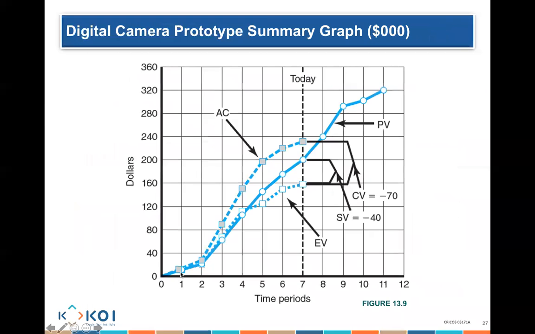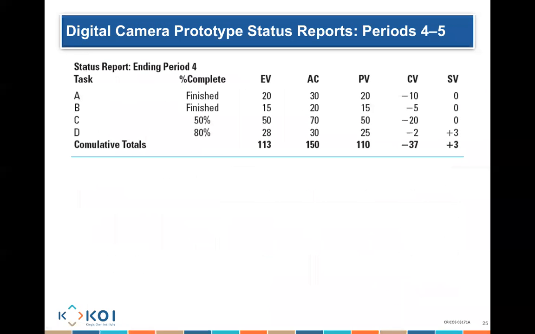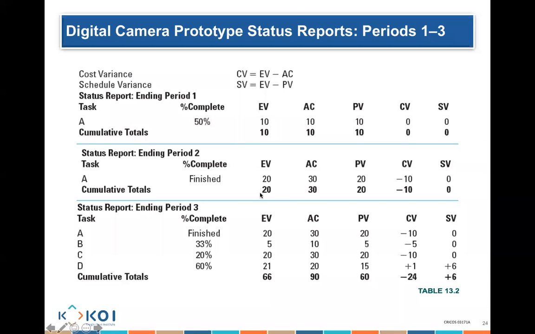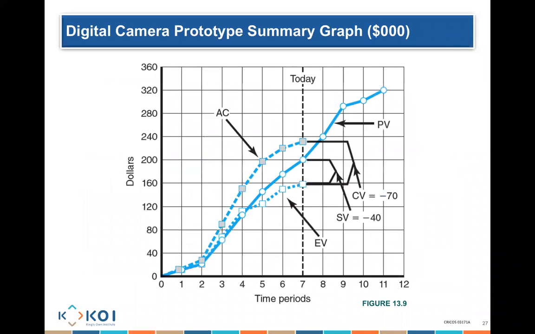Let's check week 2. Week 2, 20, 30, 20. Earned, actual cost, plan. So actual cost is 30. Let's go and see. Where's the actual cost? That's the actual cost. You see how actual cost is higher, and you see how earned value and planned value are lower.